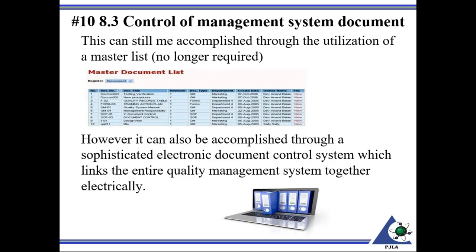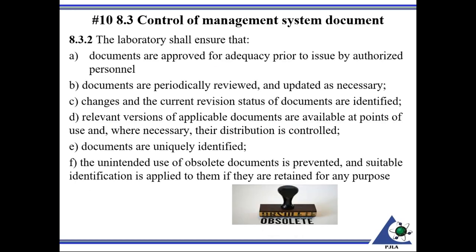However, I'm also seeing this accomplished through a sophisticated electronic document control system, which links the entire quality management system together electronically. So whatever works best for your organization, you've just got to assure everybody's on the same page as far as working off the current and latest, greatest internal and external documents, and also that you're able to ensure that the following is being accomplished within your organization through document control. You see the list here under 8.3.2.